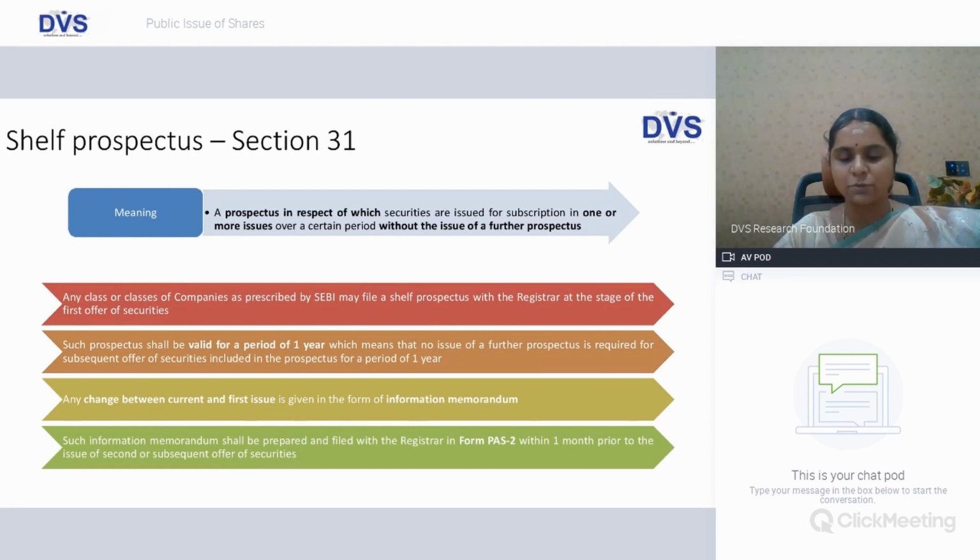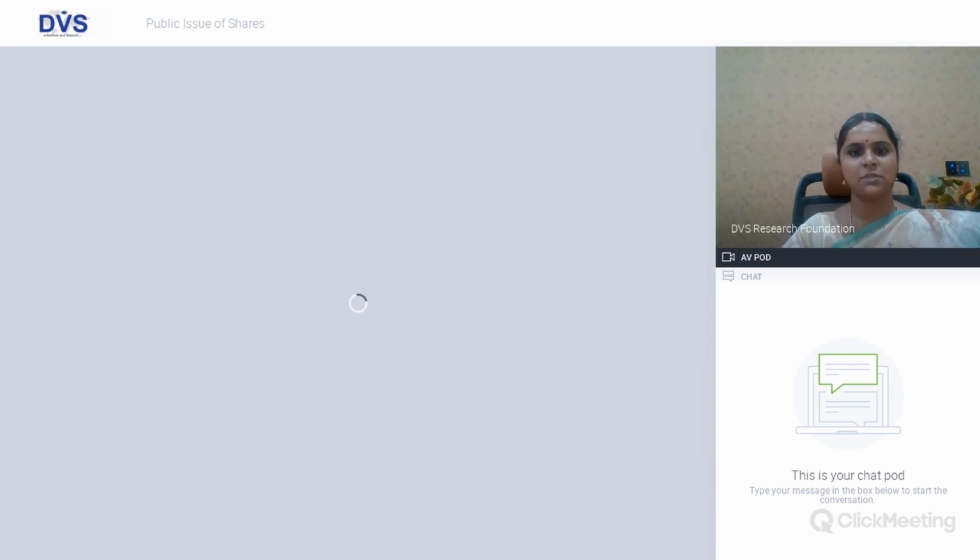And any change between the first offer and the subsequent offer, you shall record it in the information memorandum, and such IM shall be filed in the prescribed form within 1 month prior to the issue of this subsequent offer.